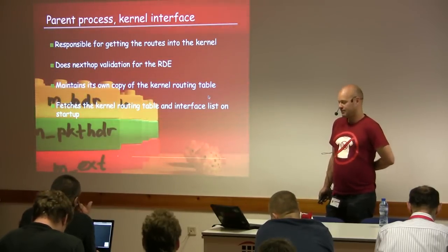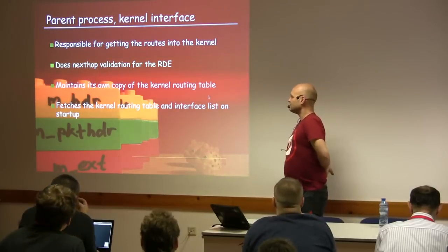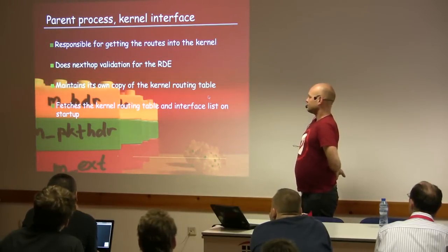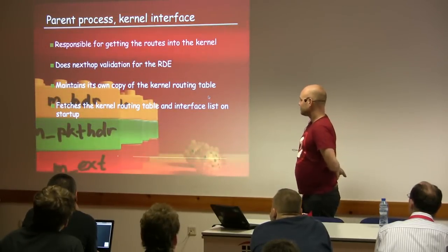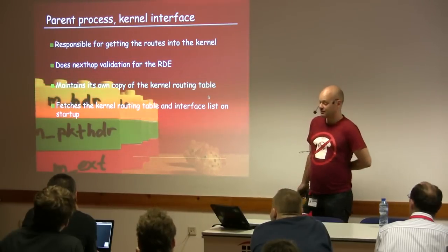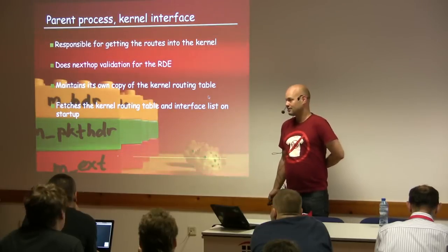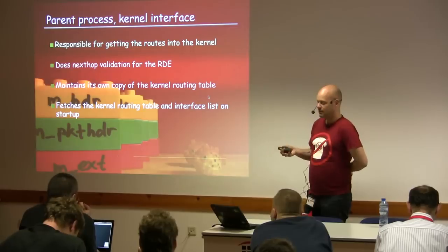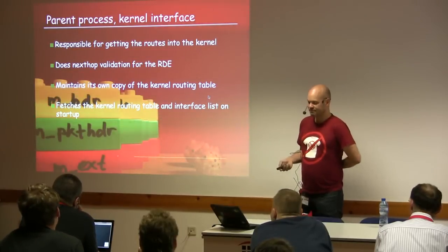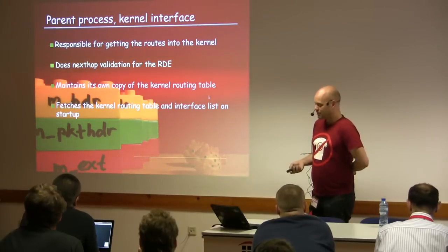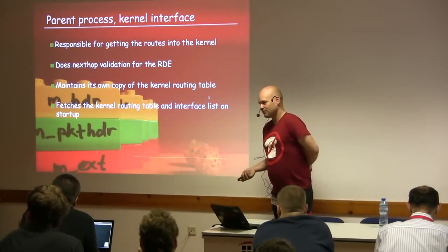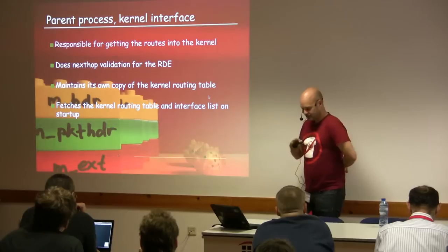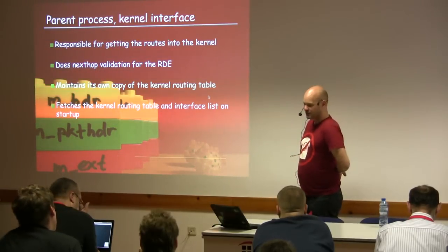Coming back to the parent process, which really is BGPD's interface to the kernel. Besides getting the actual routes into the kernel, it does the next hop validation for the RDE, as mentioned. You don't want to install bad routes, so you have to figure out that the next stop, the gateway, is actually reachable. To be able to do that, it maintains its own copy of the kernel routing table. It can be quite big, right? We're talking 400,000 entries roughly.